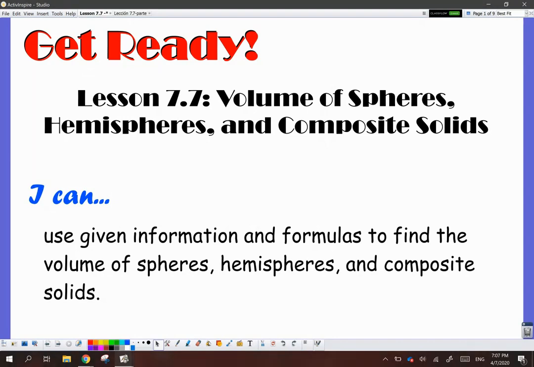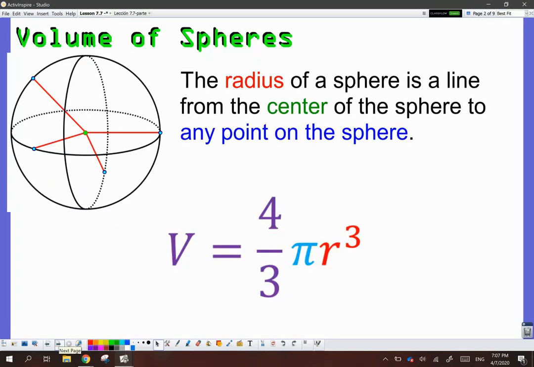So let's start, as always, with our objective. What we want to learn today: I can use given information and formulas to find the volume of spheres, hemispheres, and composite solids. So let's start by looking at the volume of a sphere.